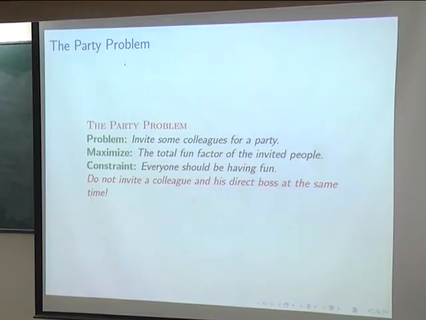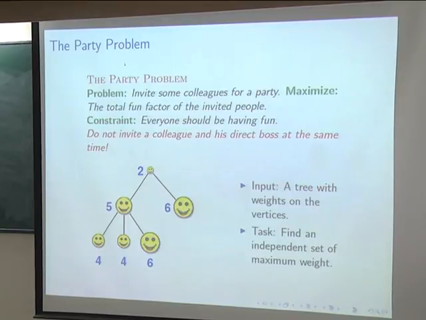Okay. So let's phrase this problem in the following way. Because there's a direct descendant relationship, you are given a tree, and if you invite this guy, he will contribute a fun factor of 2. If you invite this guy, he contributes a fun factor of 6. Basically, what we are asking for is the independent set of maximum weight of this tree. This is what we are interested in.